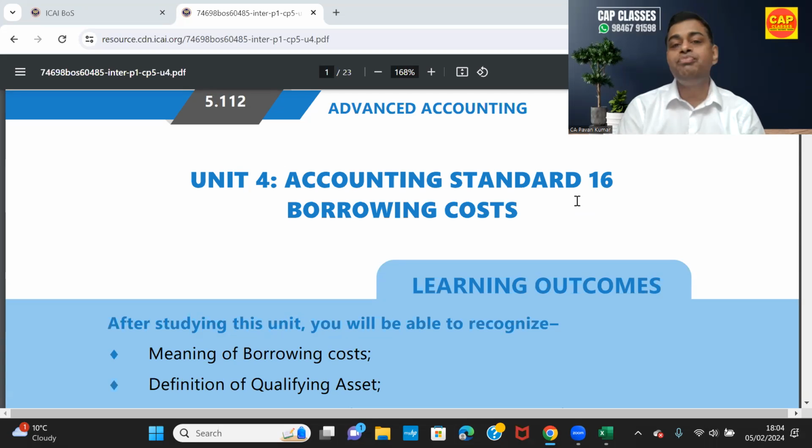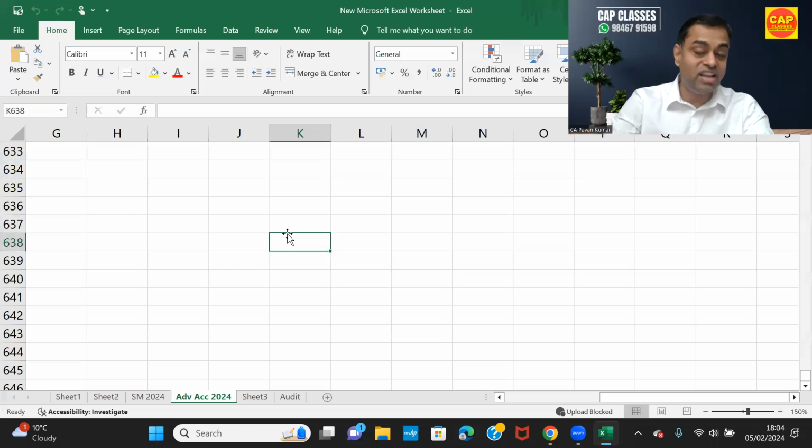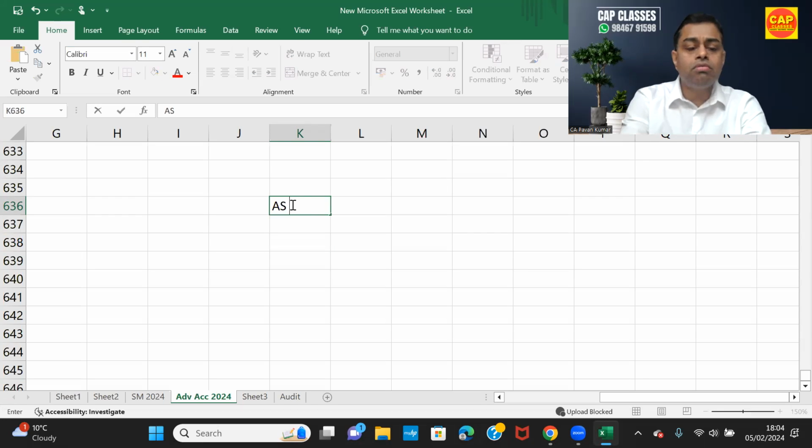Welcome back. So today let us start with yet another accounting standard for our CA Intermediate Advanced Accounting class. And this standard today we are going to start is AS 16 titled as Borrowing Costs. Fairly simple standard. If you understand the logic behind the accounting standard, this is a very simple and basic accounting standard. But unfortunately, people complicate it. So let me tell you what is the rationale of this borrowing cost.